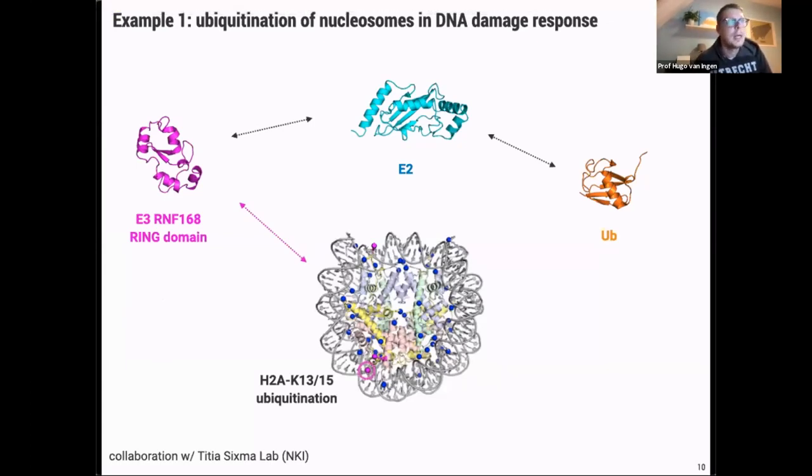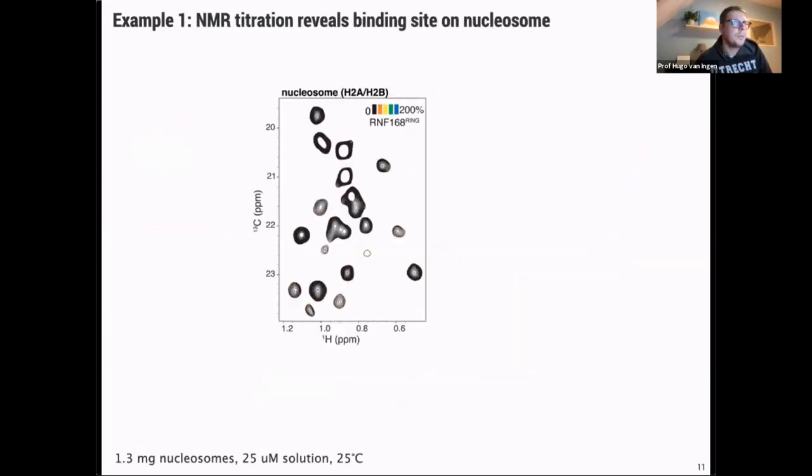And this project originally comes from Titia Sixma's lab at the Netherlands Cancer Institute. And they tried to crystallize this interaction, but that really didn't work out because this E3 protein is frankly quite a difficult protein. So that's why we turned to NMR. In this case, the interaction between the E3 and the E2 and between the E2 and the ubiquitin is already pretty well known from other systems. So what it boils down to is figuring out how the E3 interacts with the nucleosome. So that's what we used our NMR approach for.